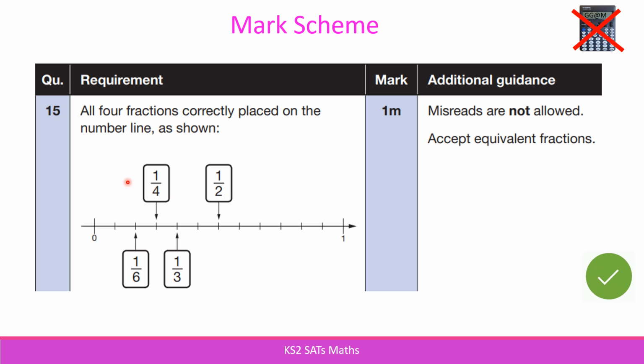The mark scheme on this question shows the answers in the correct section, and this will give you 1 mark in the exam. They must all be correct to get the mark. If you misread the question, it is not allowed. If you wrote equivalent fractions in here, so you wrote down 6 over 12, for example, for 1/2, then that is allowed.